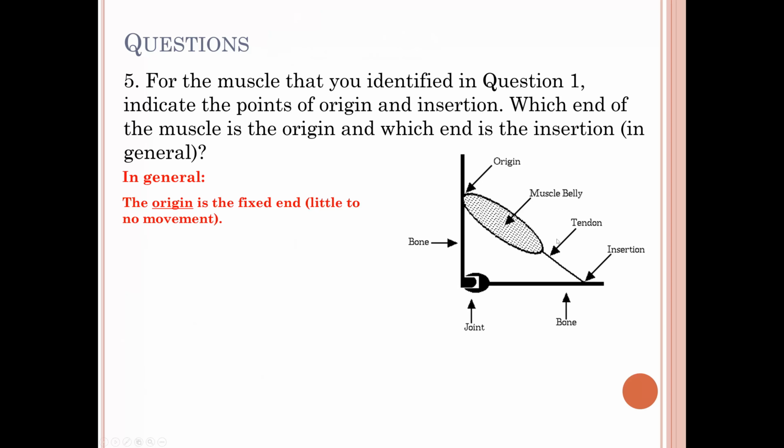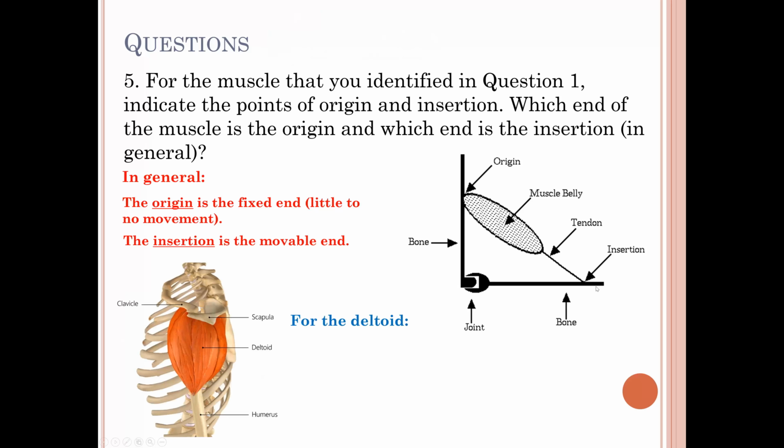So in general, the origin is the fixed end with little to no movement. And in general, the insertion is the movable end. And if we're looking in the appendages, the origin is usually proximal and the insertion is usually distal.